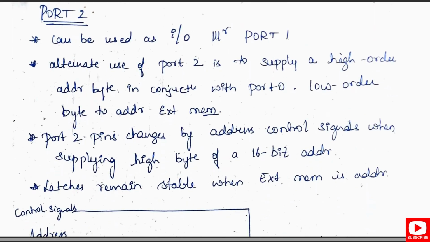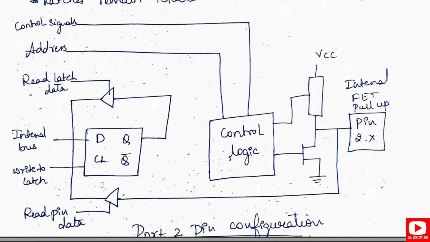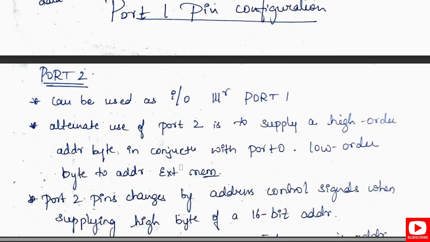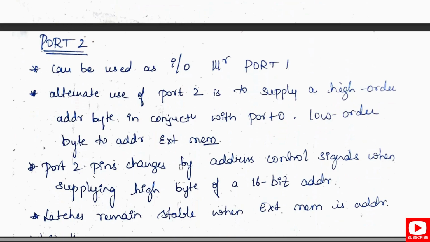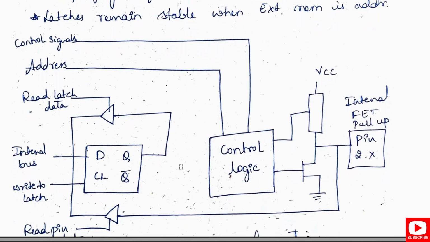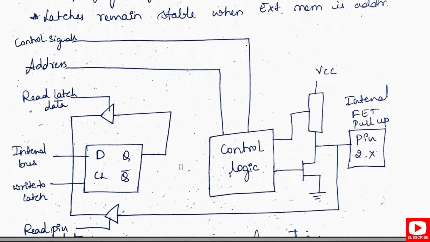It is similar to port 1, but you can see that it is not directly connected; we have a control logic here, whereas in port 1 the control logic is not there. An alternate use of port 2 is to supply the high-order address byte in conjunction with port 0's low-order byte to address the external memory. Port 2 pins change from the address control signals when supplying the higher byte of the 16-bit address. So the latches are stable when the external memory is addressed.